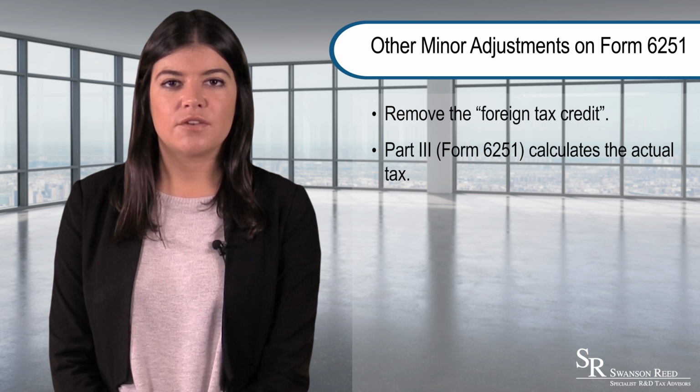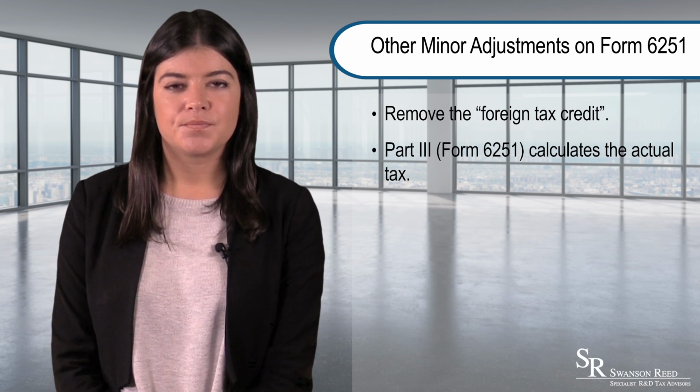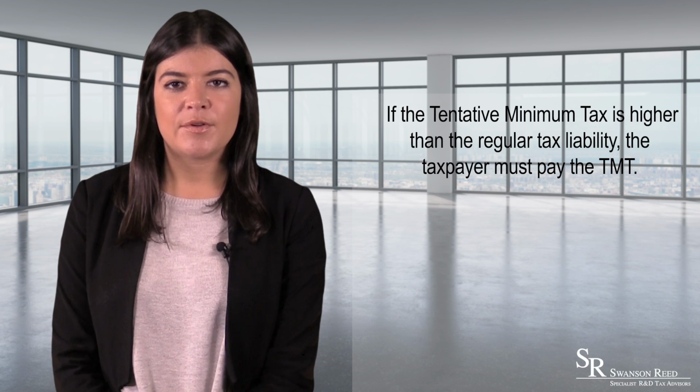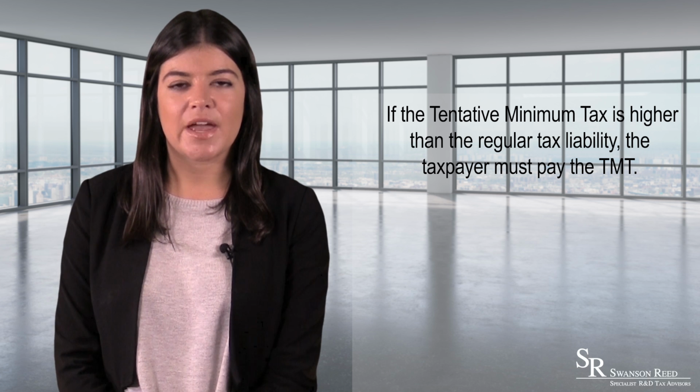Another minor adjustment on Form 6251 is removing the foreign tax credit. Part 3 of Form 6251 calculates the actual tax. If the tentative minimum tax is higher than the regular tax liability, the taxpayer must pay the TMT.